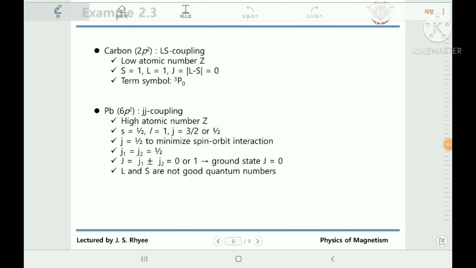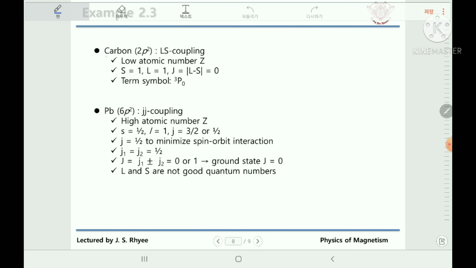Well, here we already said that there are two possibilities. One is the LS coupling, the other one is the jj coupling. The LS coupling can be considered for light elements, and the jj coupling is for heavy elements.